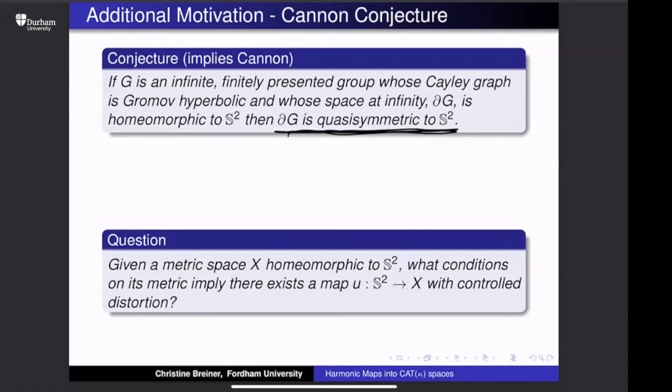In the smooth setting, they're equivalent. Once you have one, you have the other. In the metric space setting, they're not always equivalent. So you can have good control locally and not globally in this way.